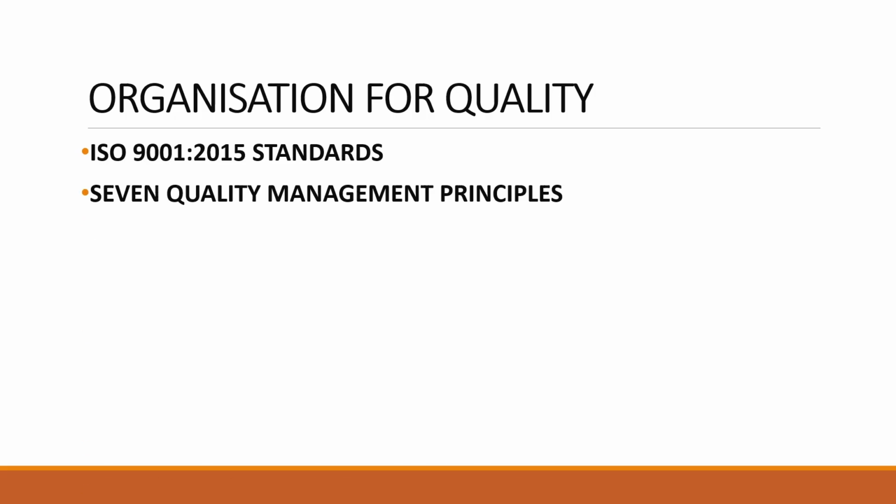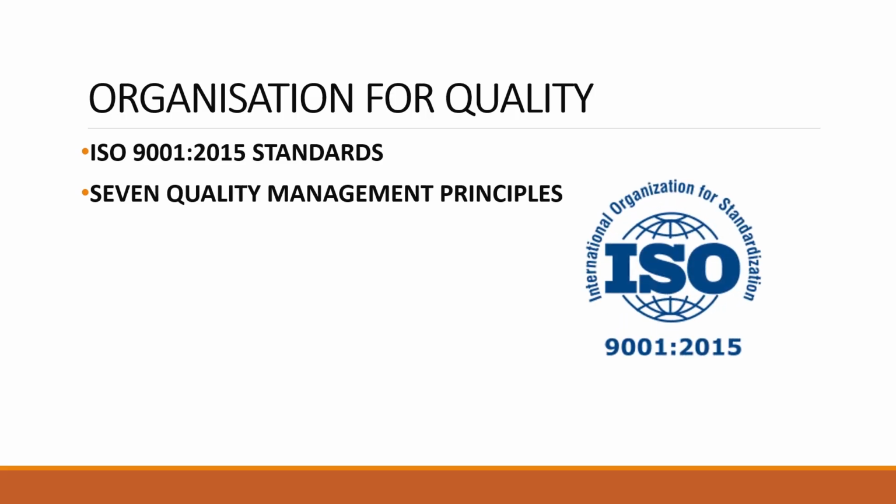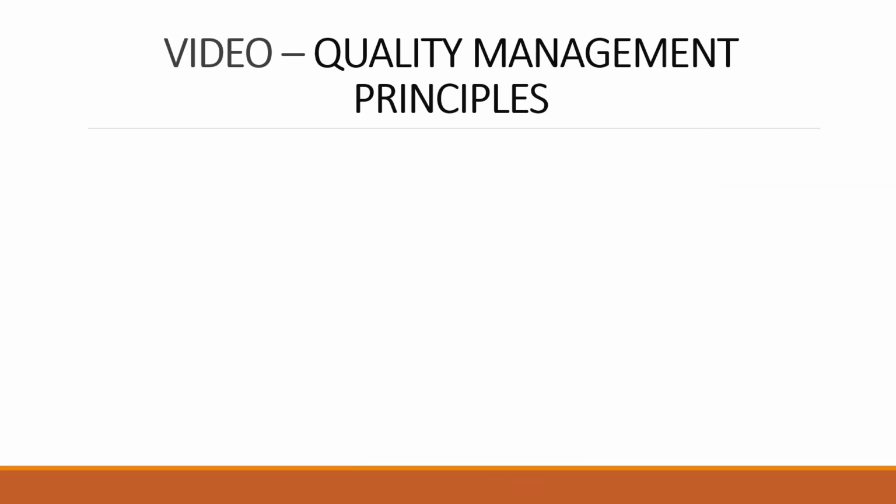And there are 7 quality management principles to achieve this. So ISO 9001:2015 is formulated based on those quality management principles. Now let us see one of the videos on quality management principles, after which we will see what quality management principles are applied for any organization.